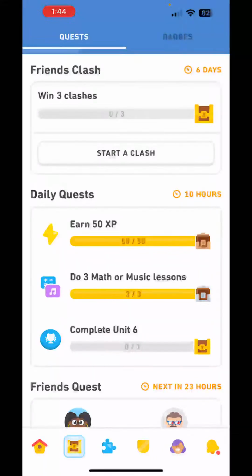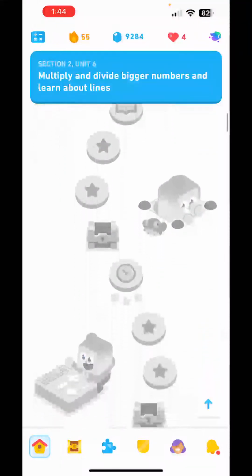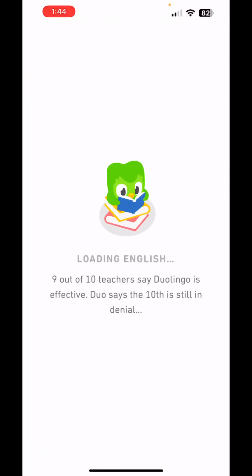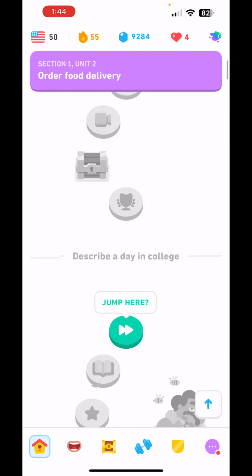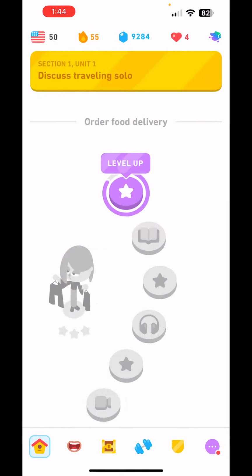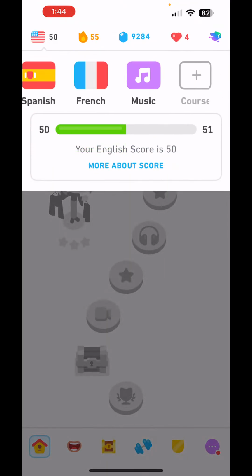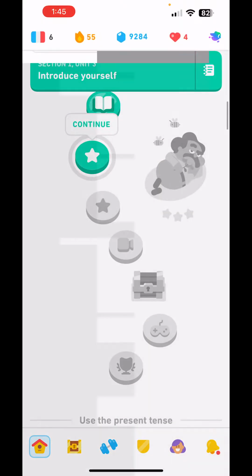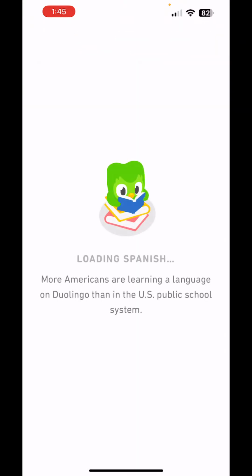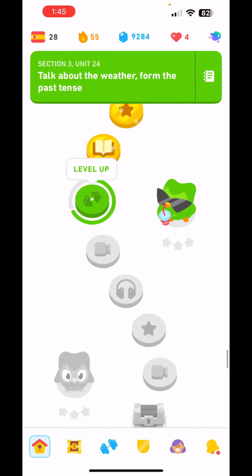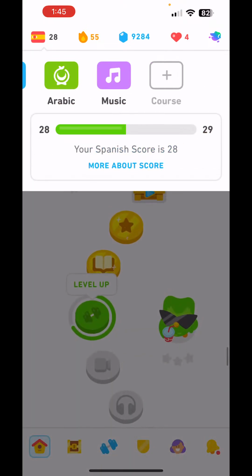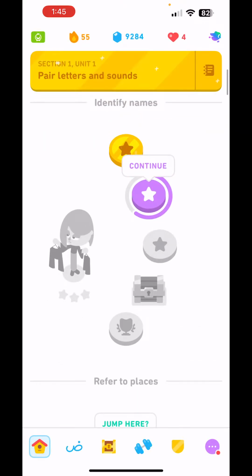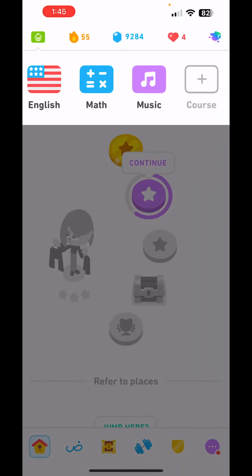So we do need to complete Unit 6, but Unit 6 is a long way down. So let's move on to English. Let's see how far we are in English. We also have a lot to do here. So, let's see. What about French? How far are we here? French is also a long way to go. Okay, Spanish. Spanish is also a long way to go. There's no way I'm going to finish all of that in one day. Let's see. Arabic is not too far off, but still a lot. What about music?